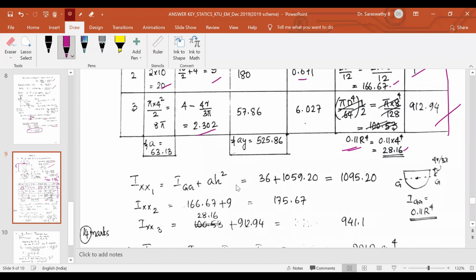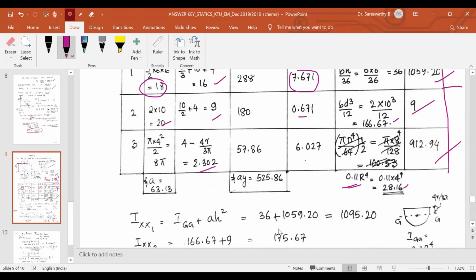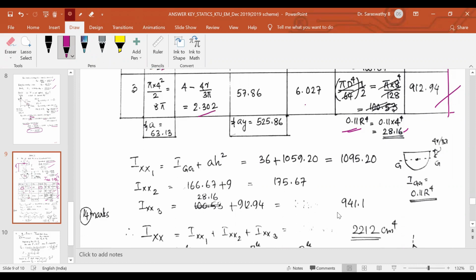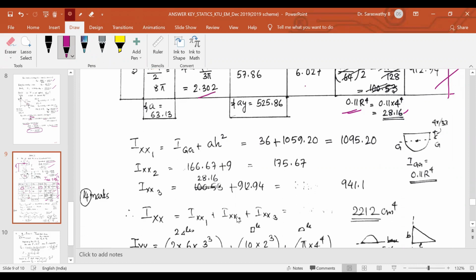For the first figure, IgG plus AH square. For the second figure, 166 plus 9. For the third, 28.16 plus 912. If you have given it in this tabular form, sigma of this, add it all together. So adding all together, we will get the total moment of inertia of this entire section about the centroidal x-axis.